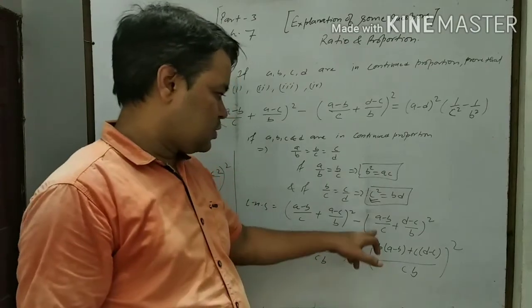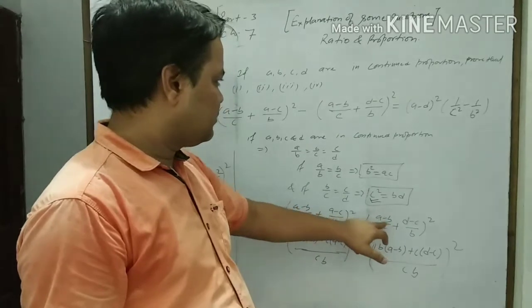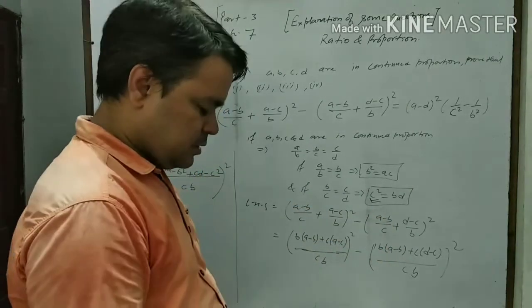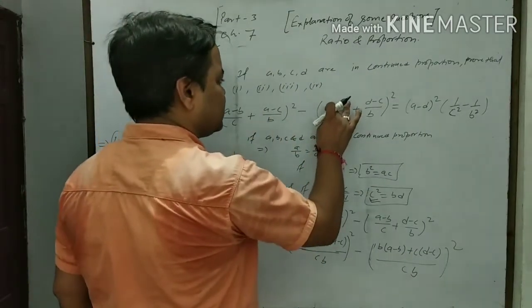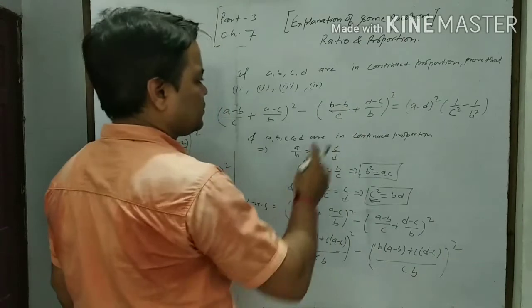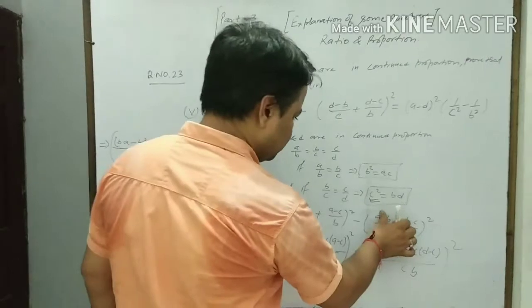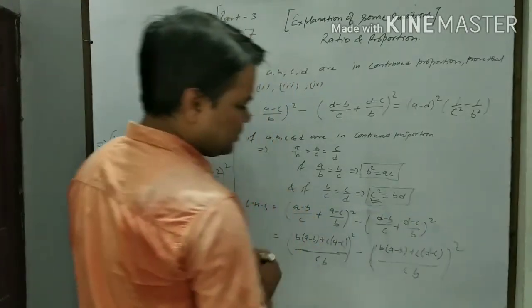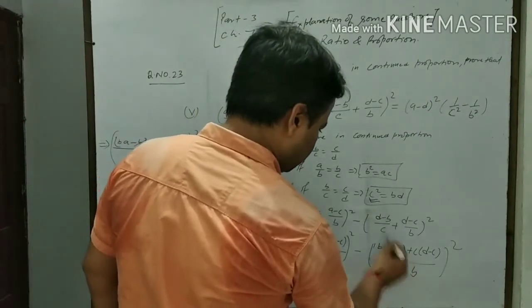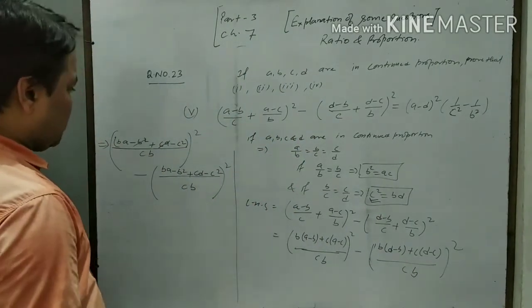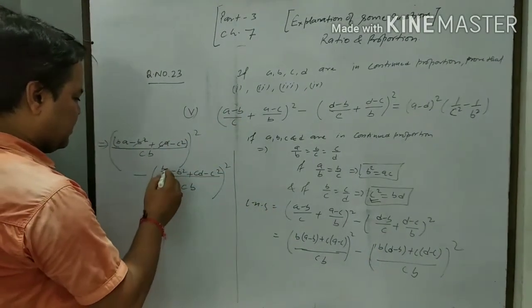Here the question has a mistake. At the place of A minus B, the question is D minus B, not A. Sorry, D minus B. Then here also D minus B, and then here also D minus B. And if you multiply here BD, then it will be BD, not BA.